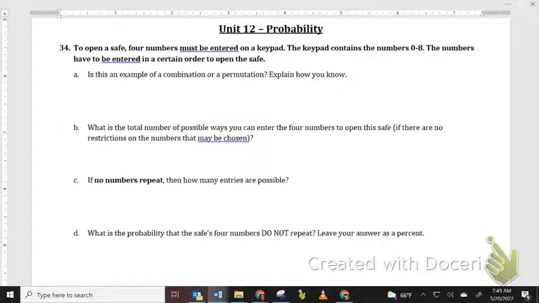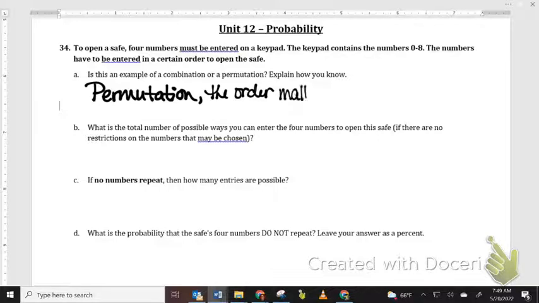Anytime you are entering a code to open up a lock, a safe, anything like that, the order that you touch the keypad, the order that you turn the dial on your locker matters. So this is a permutation. The order matters. What is the total number of possible ways you can enter the 4 numbers to open this safe if there are no restrictions on the numbers that may be chosen?